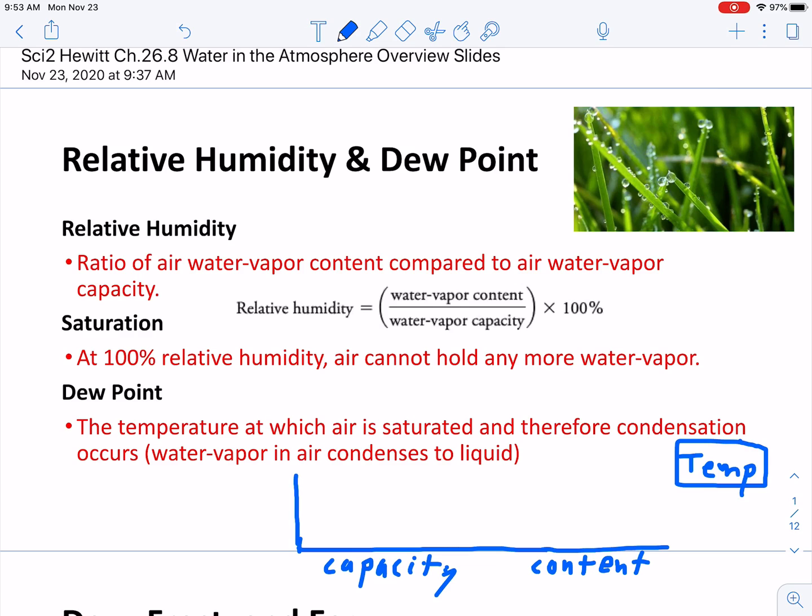I'm going to use these slides to walk you through content from Hewitt, Chapter 26.8, all about water in the atmosphere, specifically clouds and precipitation. First concept you need to wrap your minds around is the idea of relative humidity.